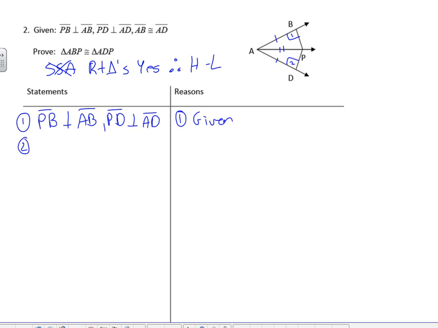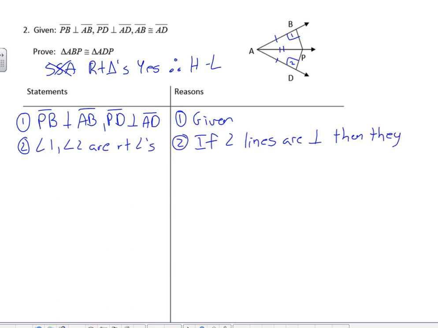Just like to do that to give you some variety. So angle 1, angle 2 are right angles. If 2 lines are perpendicular, then they form right angles. Sometimes in an answer key from the book, it'll just say definition of right angles. All right, now here's the new piece.